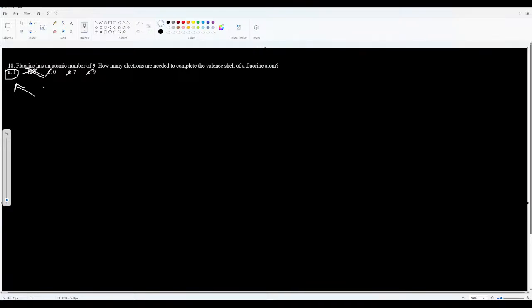Because remember, if it's under 10, it's the number minus 2. Sorry, if it's under 18, it's the number minus 8 minus 2. We won't get anything over 20, right? So in this case, 9 minus 2 is 7, because we have the inner shell. So atomic number of 9, 9 protons, 9 electrons, 9 minus 2, 7 valence electrons. We need one more to fill the shell, right?